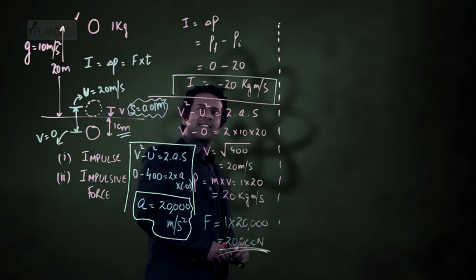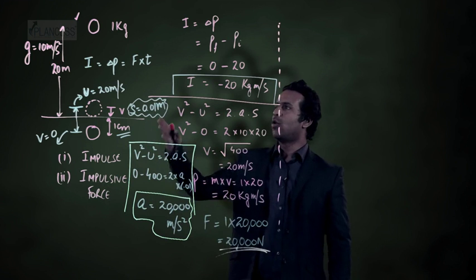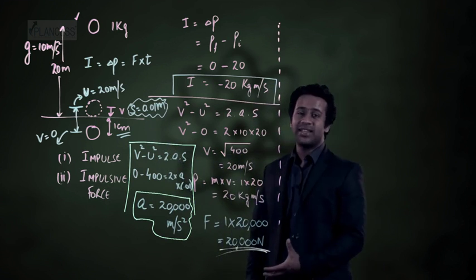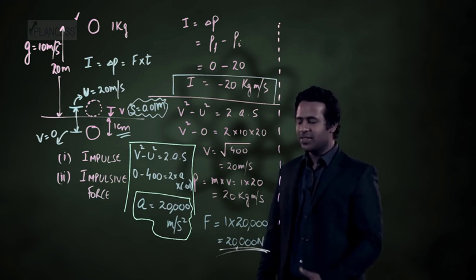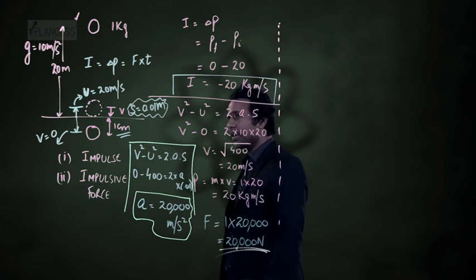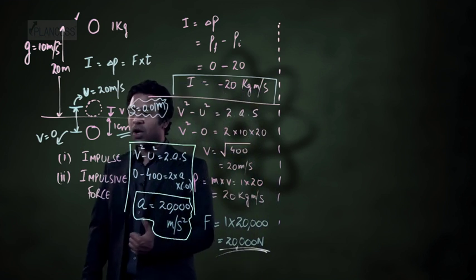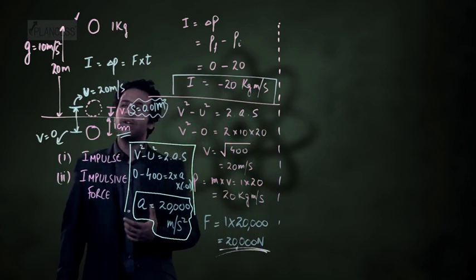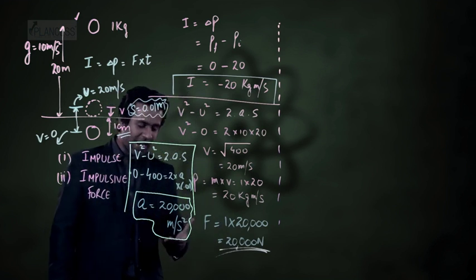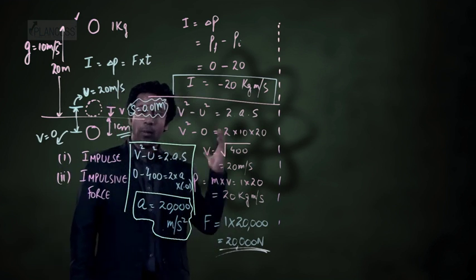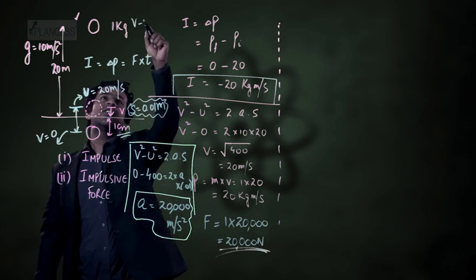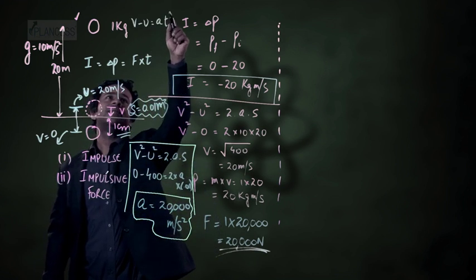So in this case, instead of using force into time to find impulse, we directly found the acceleration and hence arrived at the expression of the force. Why we did that is because we did not already know the time. To find time, we would have to first calculate acceleration, then go back to the first equation of motion, which is V minus U is equal to AT.